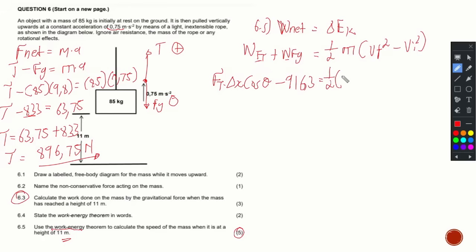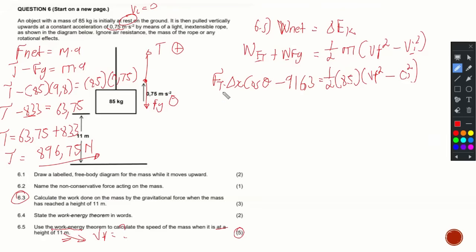And then this is equal to half the mass, which is 85. And then we are to calculate the speed of the mass when it is at a height of that. So it was initially at rest. So we are looking for Vf, but then Vi is 0. Initially at rest means that Vi is 0. So we are looking for Vf.